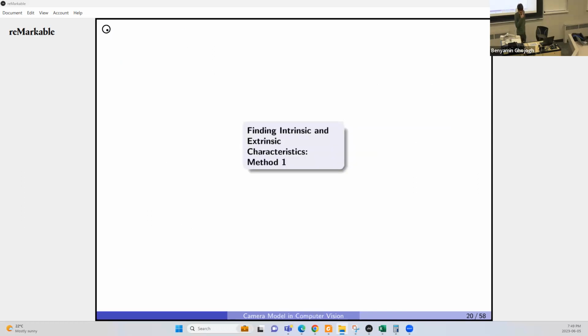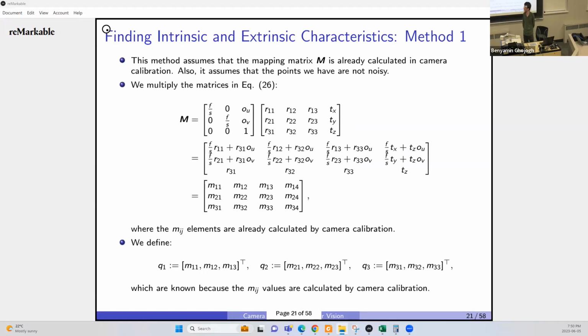Finding intrinsic and extrinsic characteristics now. So far we found M, the parameters of the mapping matrix. Now let's find the intrinsic and extrinsic parameters separately. Okay. We have two methods. Method one. This method assumes that the mapping matrix M is already calculated. So in method one, we assume that we know the mapping matrix, but we don't know the intrinsic and extrinsic parameters separately. So this is the mapping matrix. These are intrinsic, these are extrinsic.